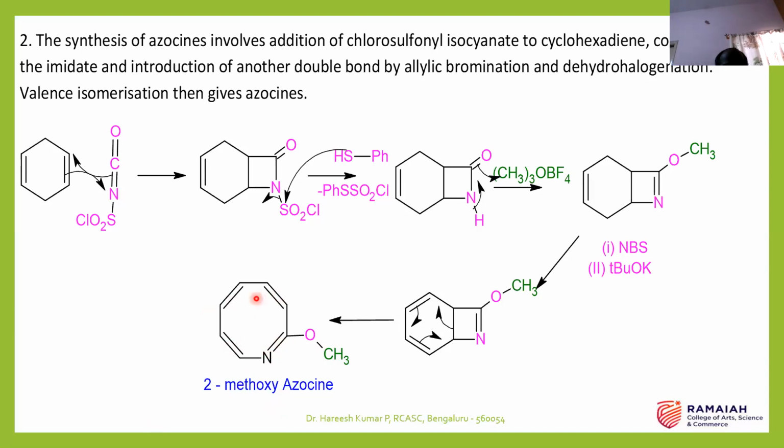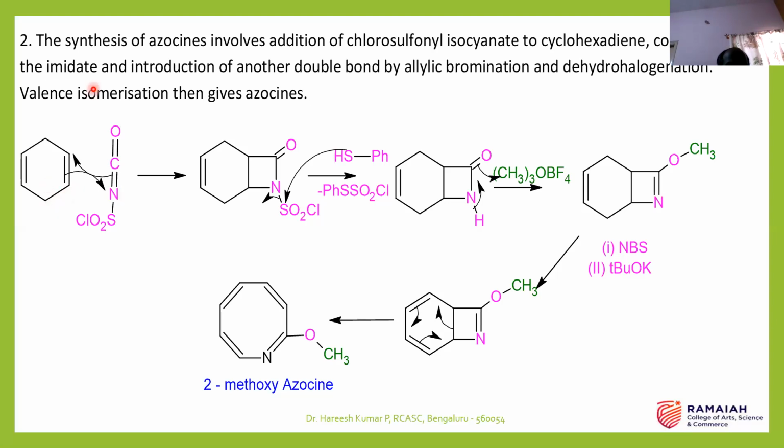2-methoxyazocin is the name of this compound. So this is about the second method of preparation of azocin. So starting with 1,4 dihydrobenzene, or cyclohexane, dihydrocyclohexane, more particularly 1,4 dihydrobenzene.